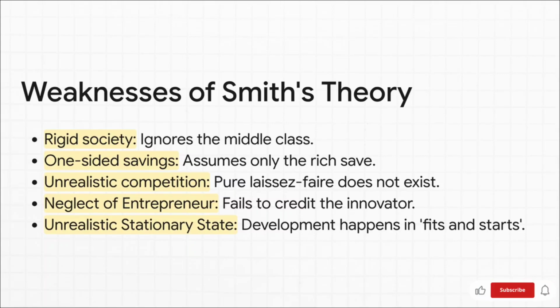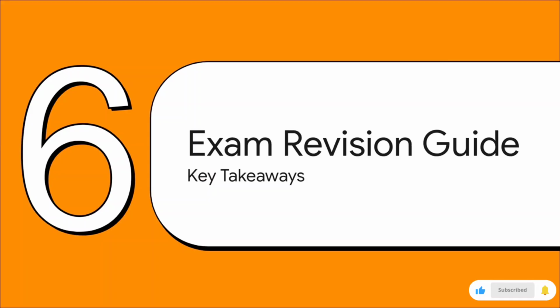U is for unrealistic assumption of perfect competition. I mean, come on, no economy is a pure laissez-faire system. The N is for neglect of the entrepreneur. Smith's theory doesn't really give credit to the innovator, the risk-taker, who is so central to development. And the final U is for an unrealistic stationary state. Real-world development isn't some smooth, steady journey. It happens in fits and starts. It's messy.